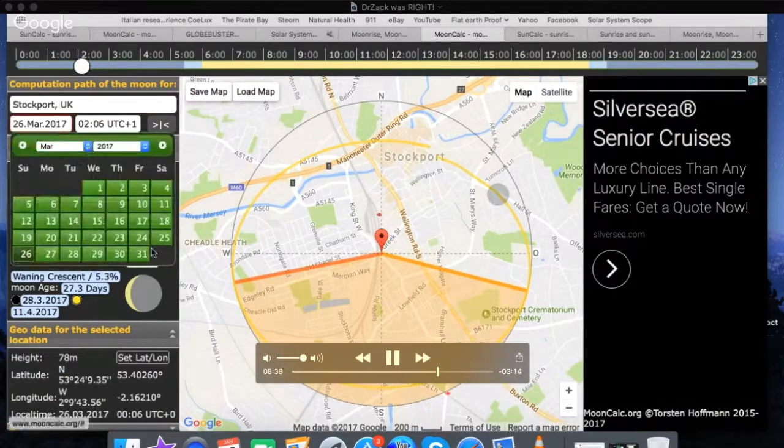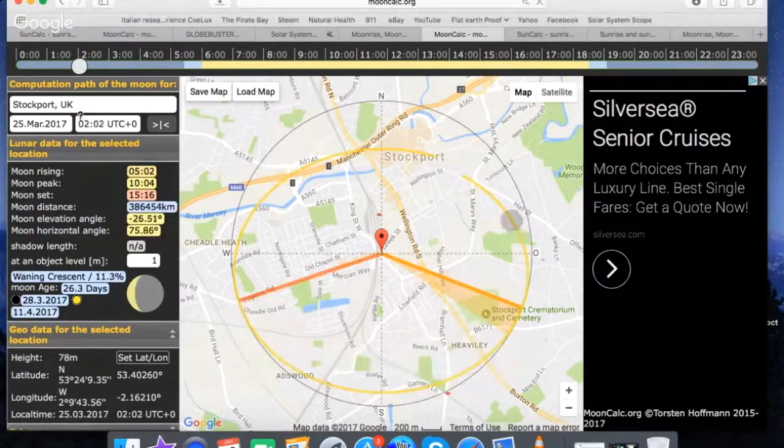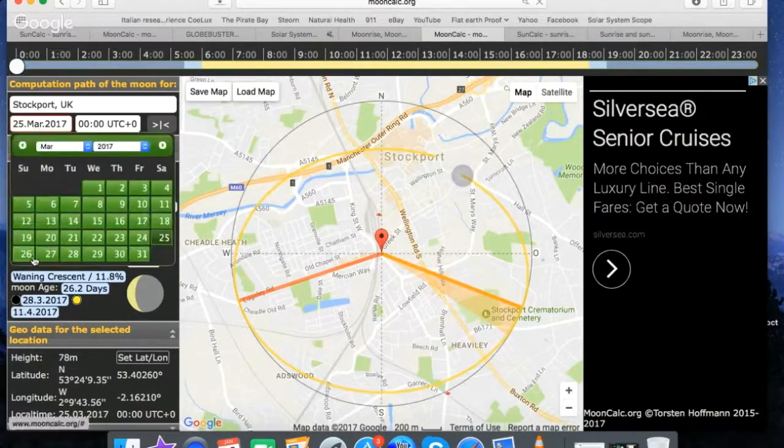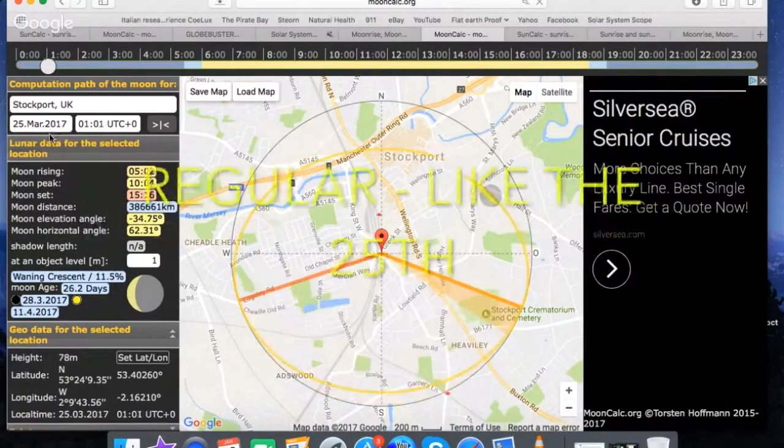Let's change to the 25th. Okay. From naught to this area. Okay, I don't know if I'm illustrating this clearly. Go back to the 26th. Watch the time at the very bottom as I scroll across. It jumps back to 0, and then the moon obviously continues in its normal journey.